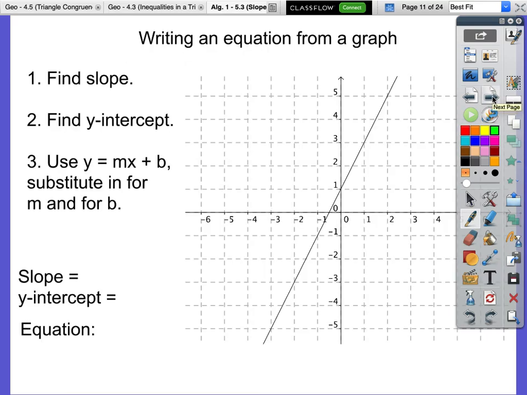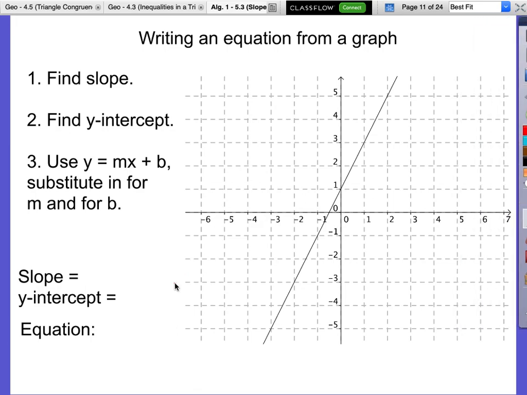So we're going to write an equation from a graph, okay? So I want everybody to follow along here. We'll have a graph, and we need to write an equation. So we need to find the slope, find the y-intercept, and then use y equals mx plus b, our slope-intercept form, and substitute in for m and b. It's kind of like we just did two slides ago, where we were given the slope and y-intercept. This time we have to find the slope and y-intercept.